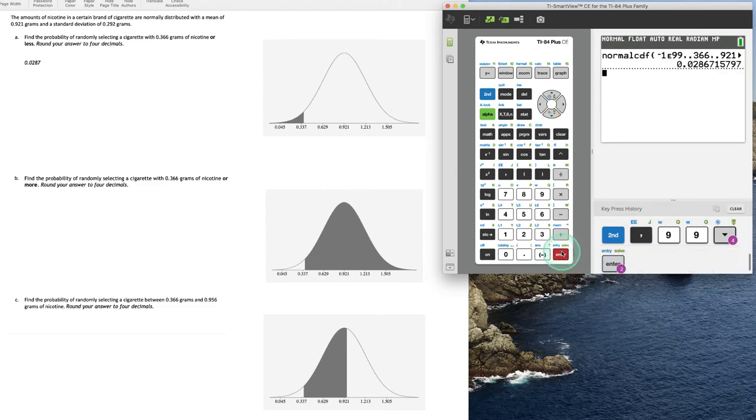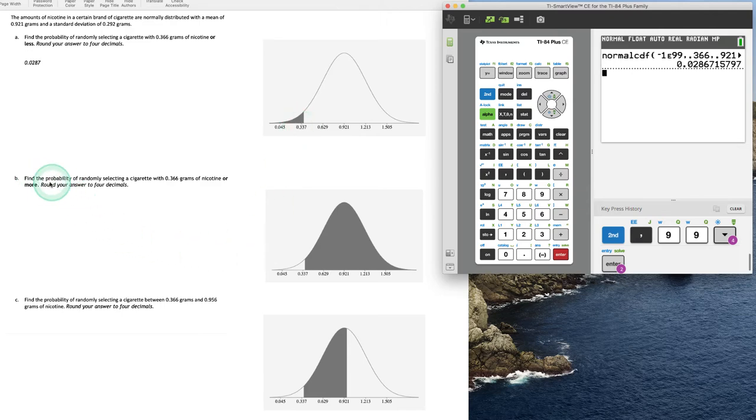And we'll paste it, and then we get this area rounded to four decimal places of 0.0287. This means it's about 3% that you're going to randomly select a cigarette with 0.366 grams or less.